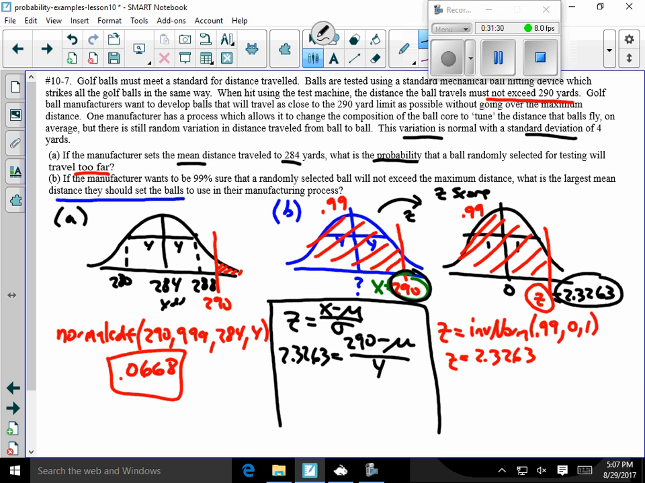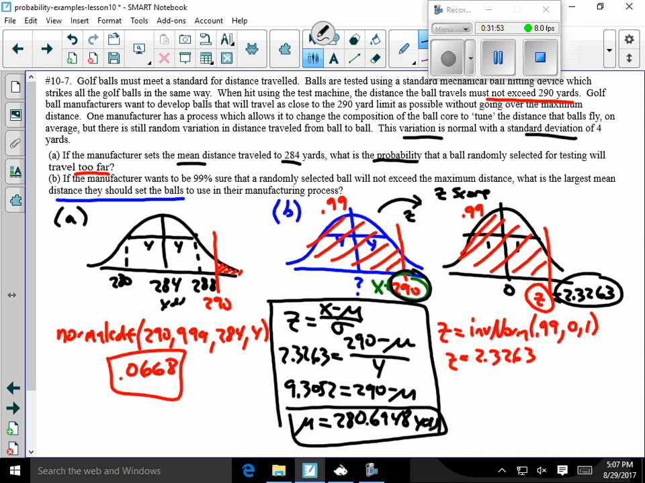So all I would do is multiply both sides by 4, actually, and that turns out to be 9.3052 equals 290 minus mu, and solving that for mu, for the mean, turns out to be 280.6948 yards. All right, so if we set this mean to be about 280.7 yards, that's low enough to make the tail on the right-hand side drop to only 1%. Okay, a tricky problem. Okay, let's try the next one.